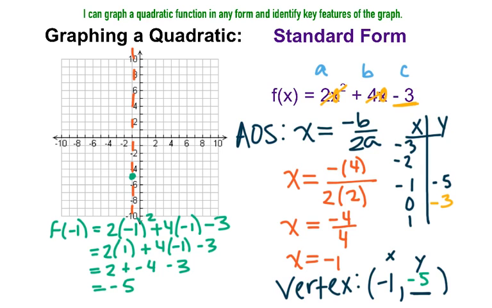So I'm going to plot the point 0, negative 3. Now, using symmetry, I know that if this point is just one space to the right of my axis of symmetry, I can flip it over and find its mirror image point, which would be one space to the left. So we know at negative 2, I should also get a y value of negative 3. Oh man, I plotted in the wrong spot. My bad.